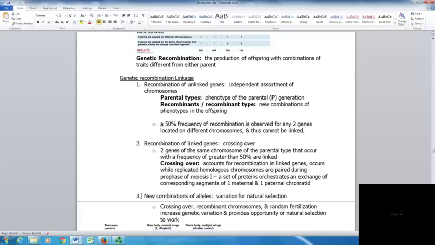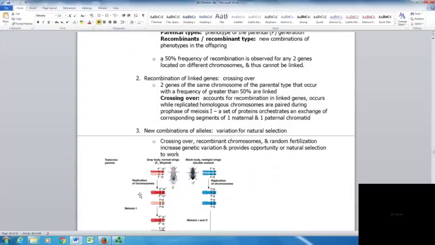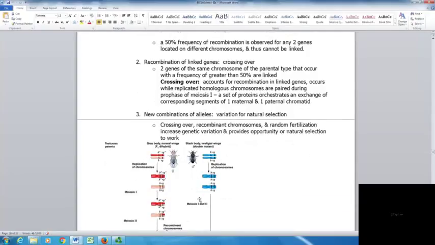While your replicated homologous chromosomes are paired during prophase of meiosis I, there's a set of proteins that orchestrates an exchange of the corresponding segments of one maternal and one paternal chromatid. Here, for example, you can see in meiosis I, the dark red and the pink chromosomes are your homologous chromosomes. A portion of the red and the pink have switched places. So now you have new recombinant chromosomes. This gives new combinations of alleles, which means more variation for natural selection.